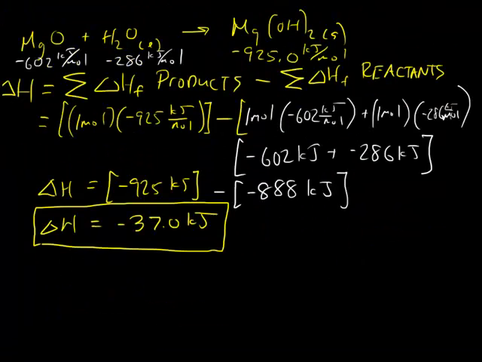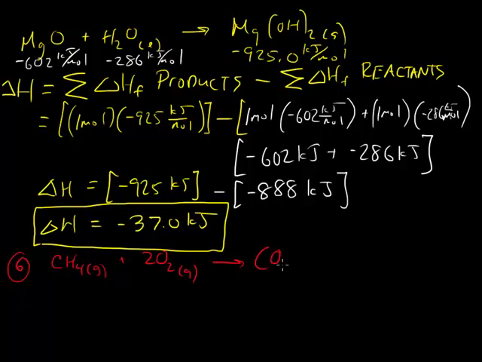Let's look at a second example, example number 6. On number 6, we have CH4 gas plus 2O2 gas makes CO2 gas plus 2 H2O liquid. So we set up our products minus our reactants.